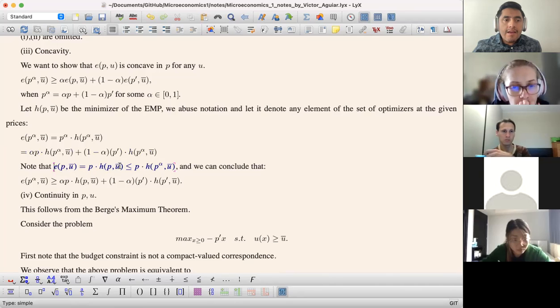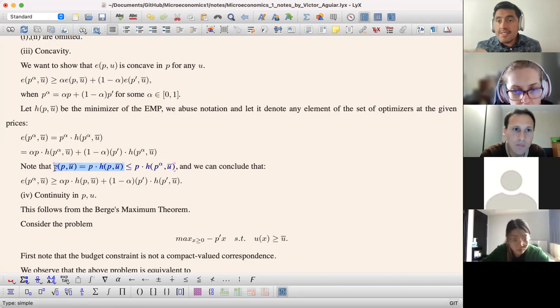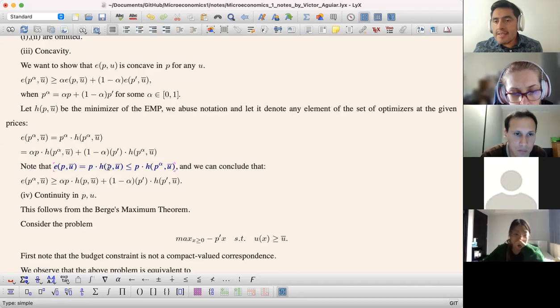Remember that an expenditure function is a minimizer, okay? So that means that if you take expenditure at P, this is equal to P times the Hicksian at P, right? And because it's a minimizer, it has to be less than or equal to P times any other demand, at the level U bar, which is always fixed, never changing.